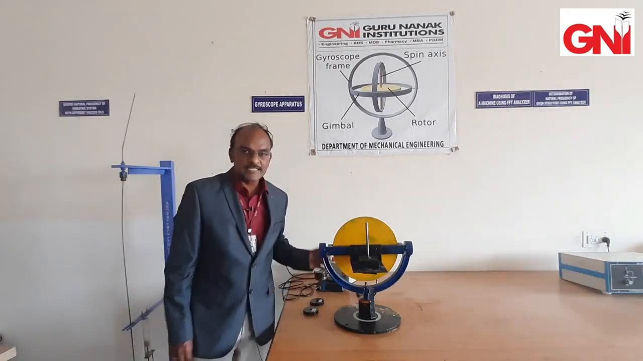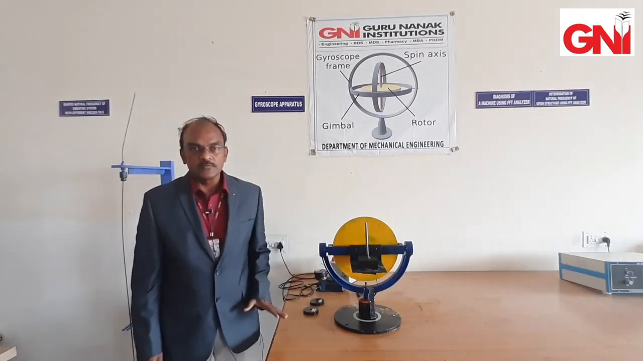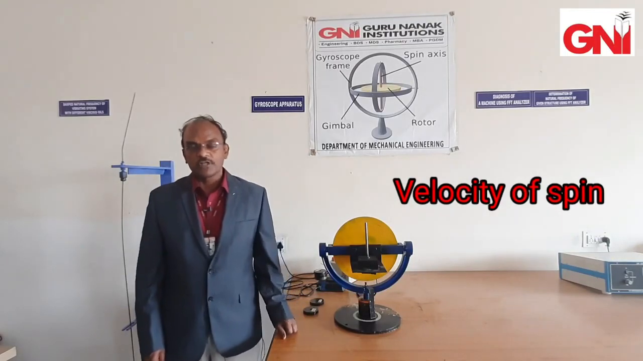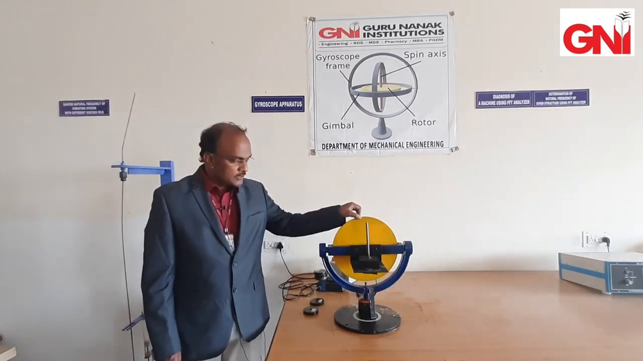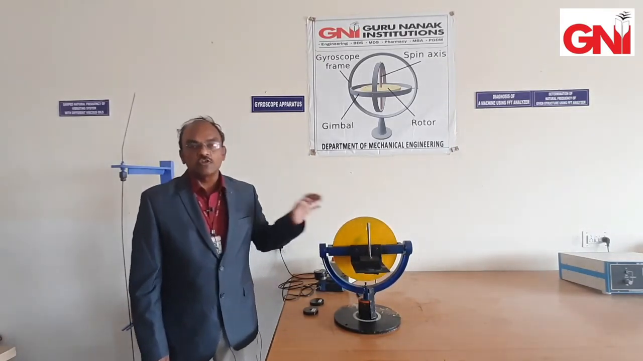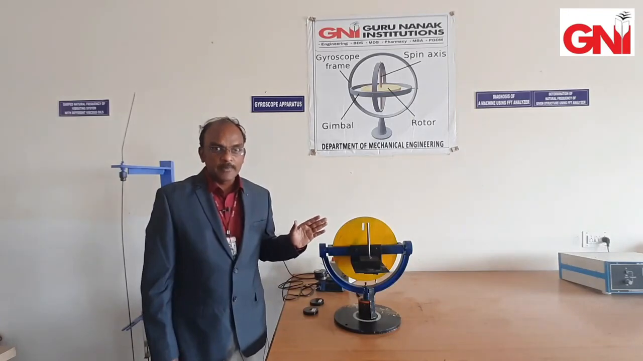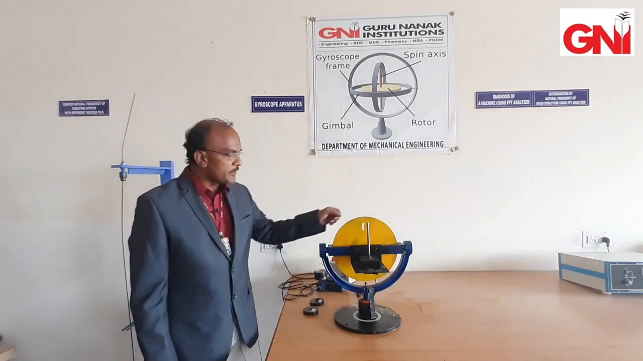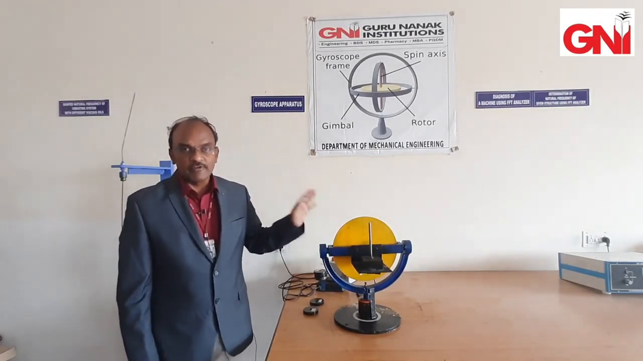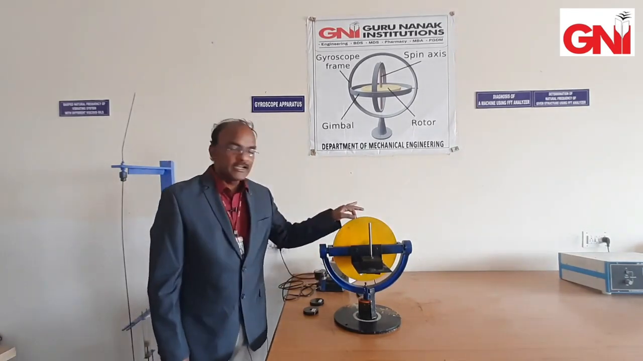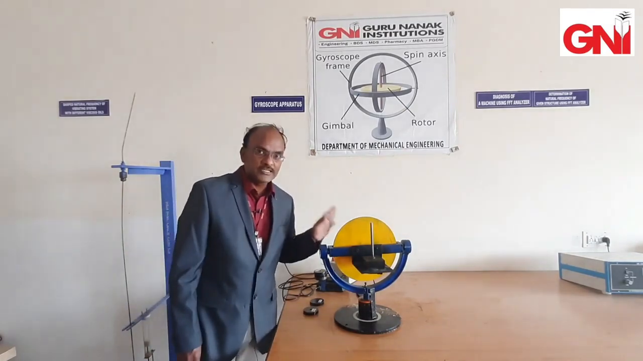Before we conduct this experiment, I would like to explain some technical terms which are used in this experiment. First one is angular velocity of spin. What is angular velocity of spin? Here the spinning body is the rotor. The velocity of this spinning body is called angular velocity of spin. It is in radian per second. It can be measured by using a tachometer. By taking a tachometer, we can measure the RPM of this rotor. That is the N value in RPM, and 2 pi N by 60 gives the angular velocity of spin, omega. That is the first term we are using in this experiment.